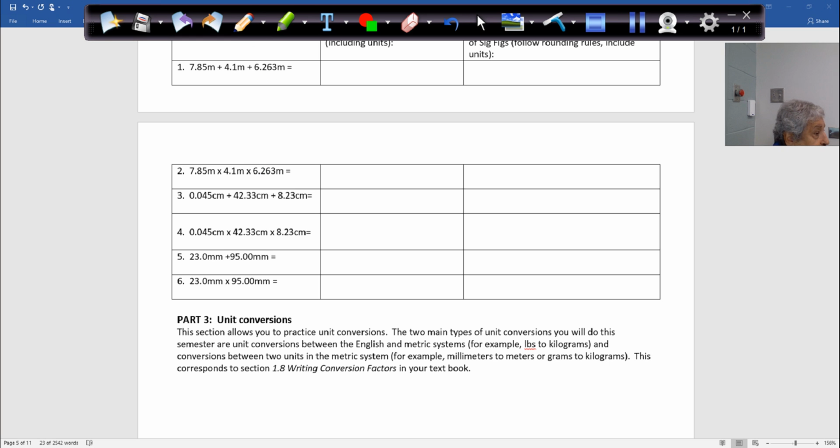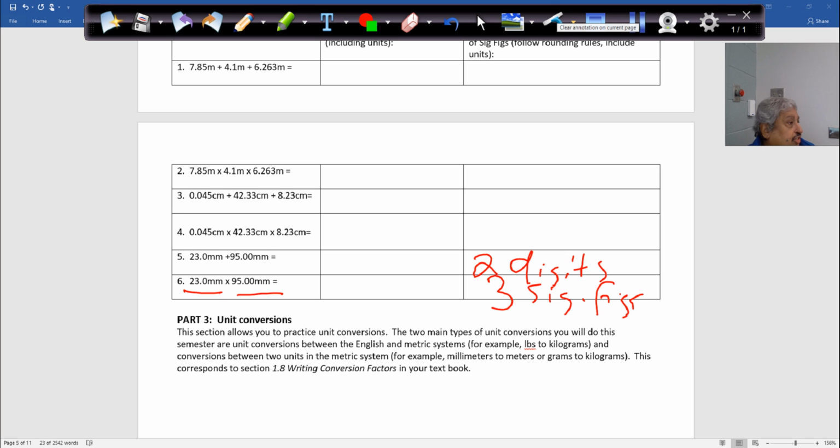Let's go to the last one. This is multiplication. I go by sig figs. So how many sig figs do I have there? Three. This is 3 sig figs, and this is 4 sig figs. My answer has to be rounded to 3 sig figs. Here, 2 digits versus 3 sig figs. Digits are for addition or subtraction, and sig figs are for division and multiplication. Okay guys, any questions so far?